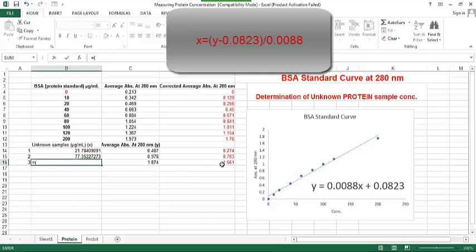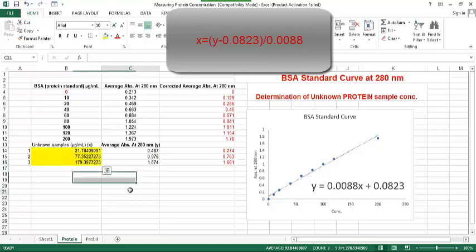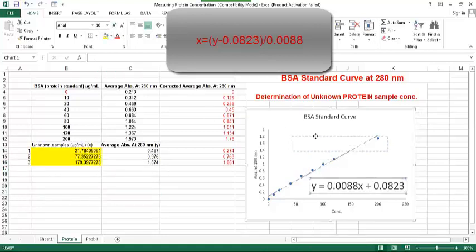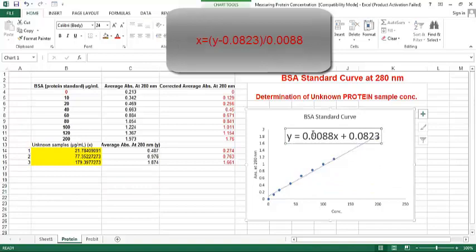The last one. All right. This is the concentration of your unknown sample. You can easily calculate using this equation. This equation is called the linear regression equation.